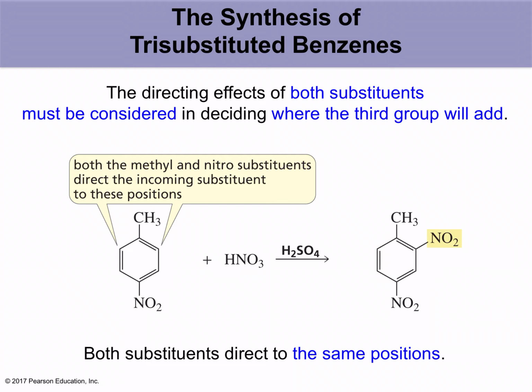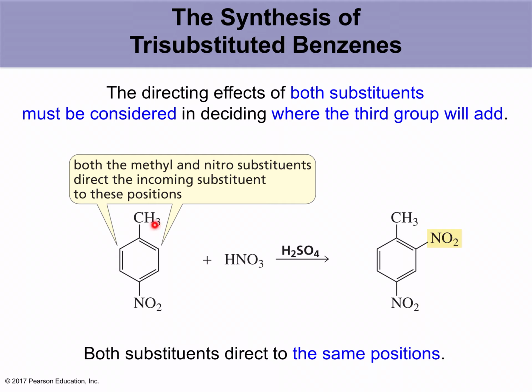The synthesis of tri-substituted benzene, meaning we need to have 3 substituents. Now, when you try to do that, we need to be careful and find out whether the existing substituents are ortho-para directors or meta directors, and which one is going to be the one that determines where the incoming substituent is going to go. Okay. The directing effects of both substituents must be considered in deciding where the third group will add.